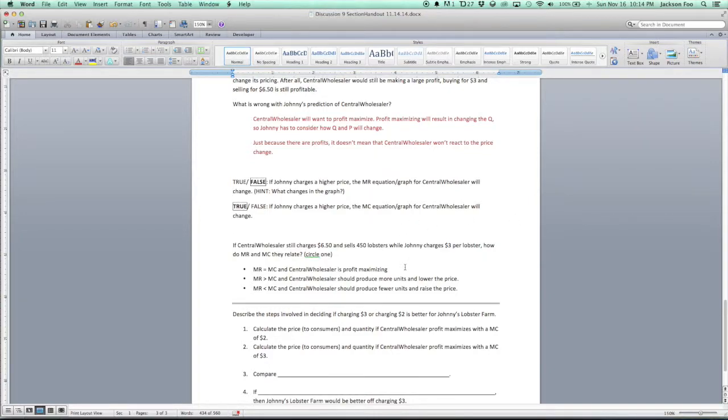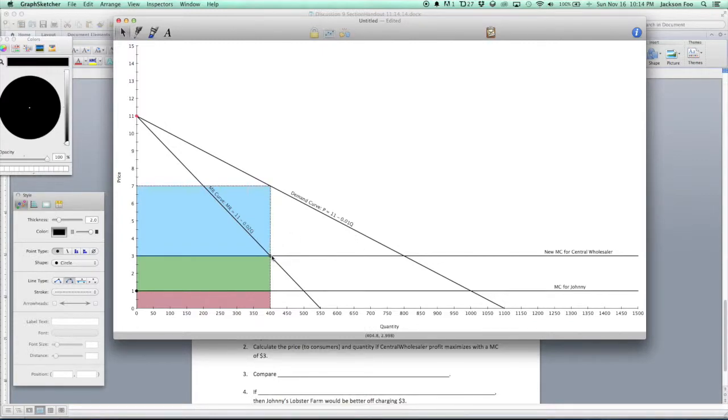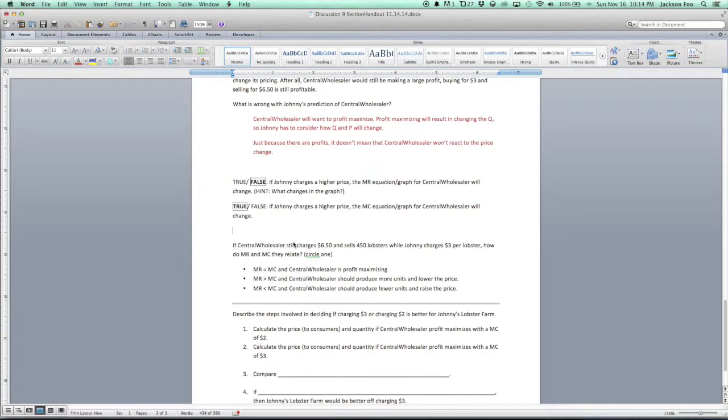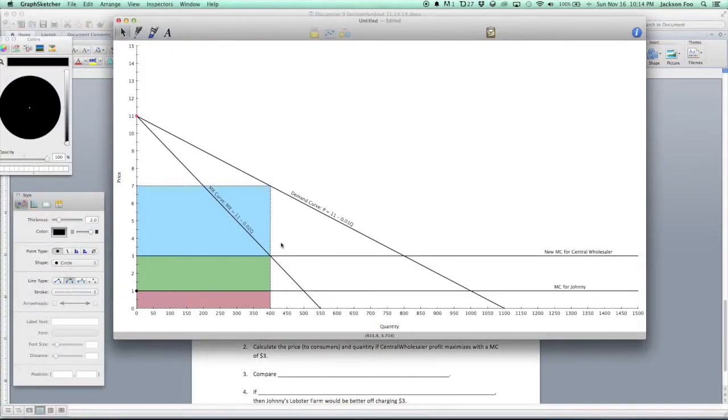Okay. We know that we can go back to this graph, or you could do it mathematically, but because I'm teaching you via video, it might be easier to do a graphical representation. Okay, so if we want to talk about the same numbers, $6.50 and 450 lobsters, we can quickly just draw the lines and show where they were before.